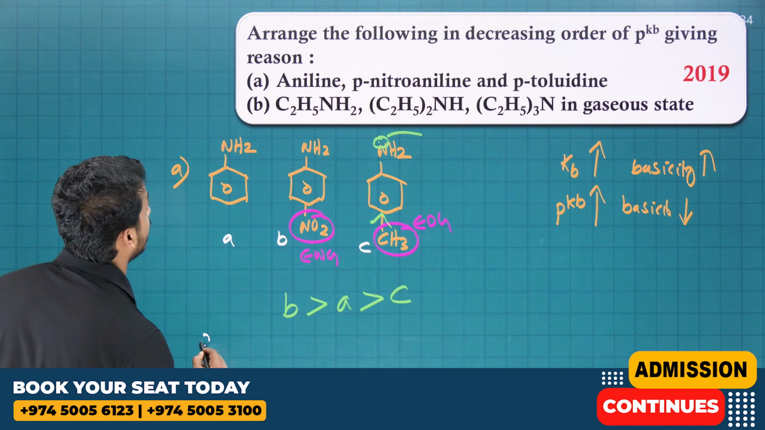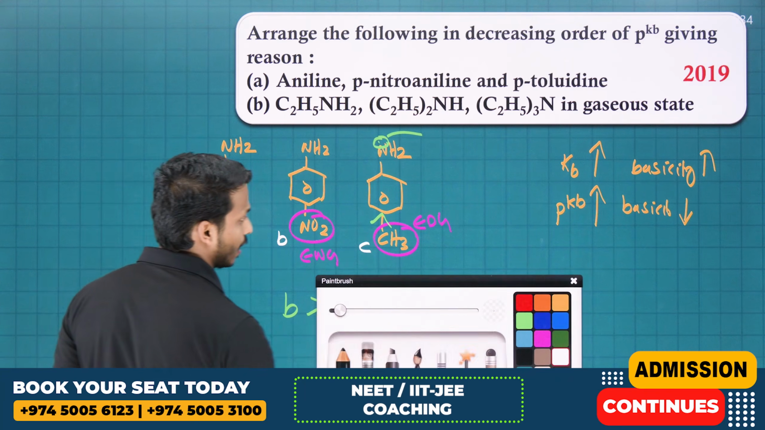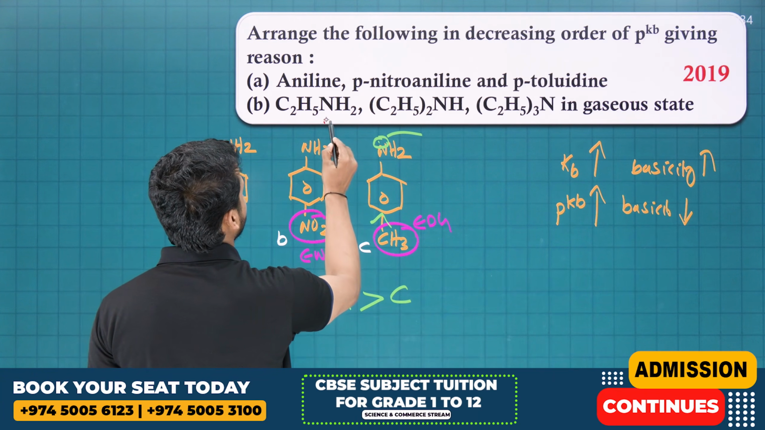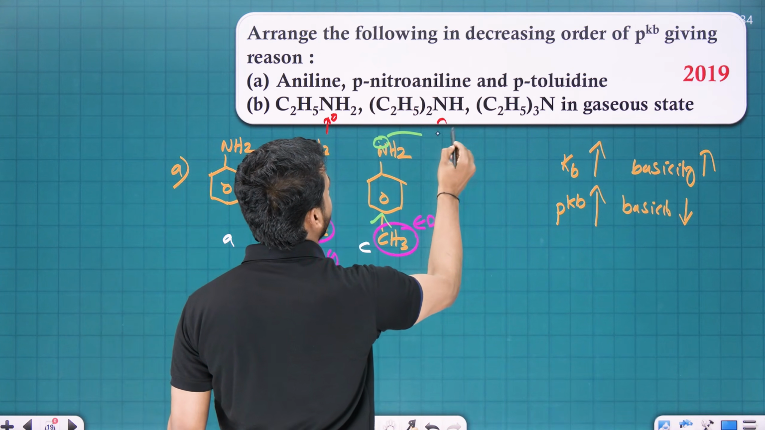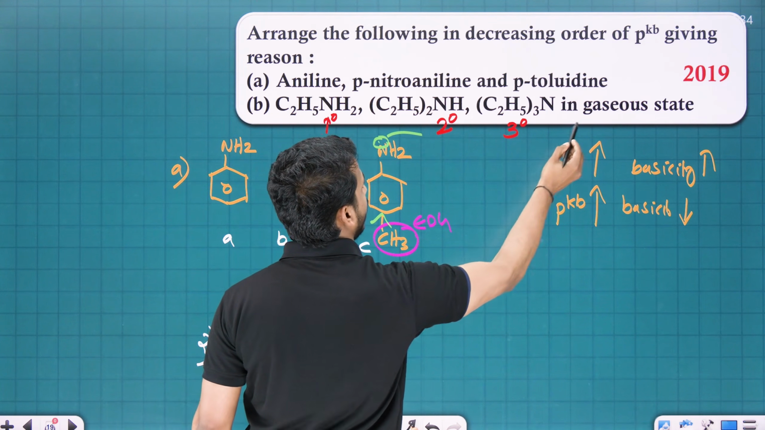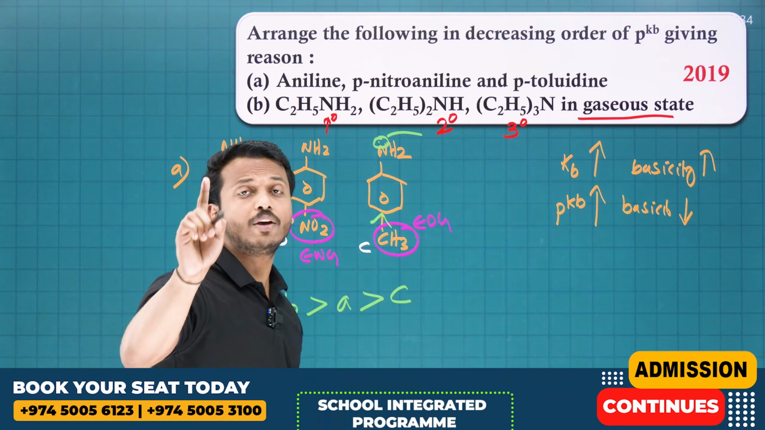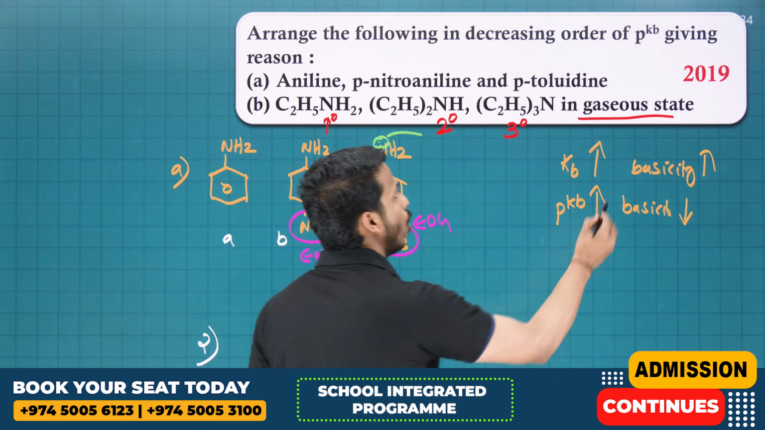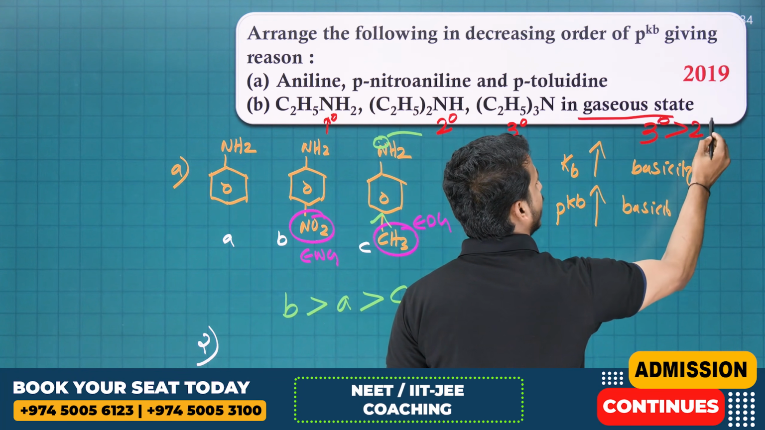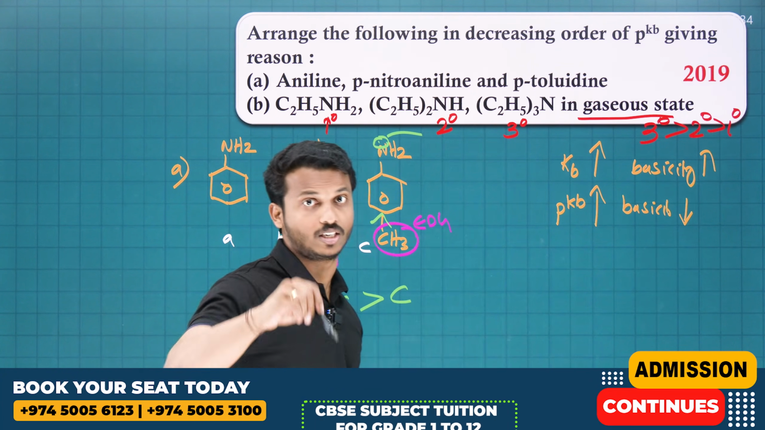And the second question is given with C2H5. Let me write from here. What is this amine? It's a primary amine. It's a secondary amine. It's a tertiary amine in gaseous state. Remember, if they mention gaseous state, the order of basicity is tertiary greater than secondary greater than primary.